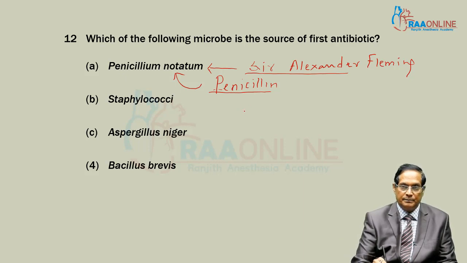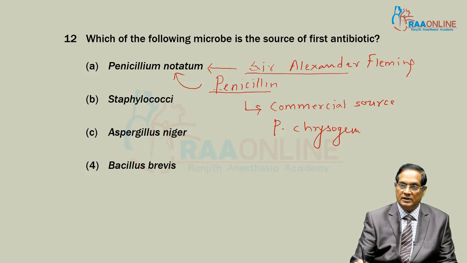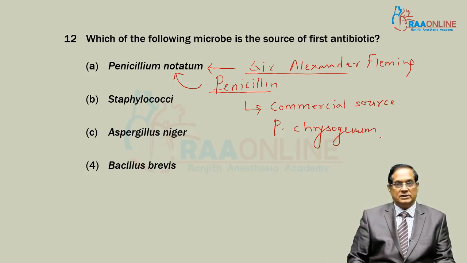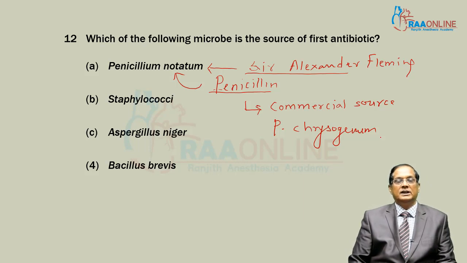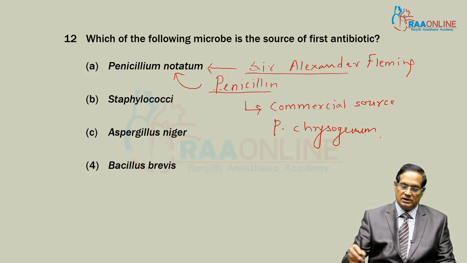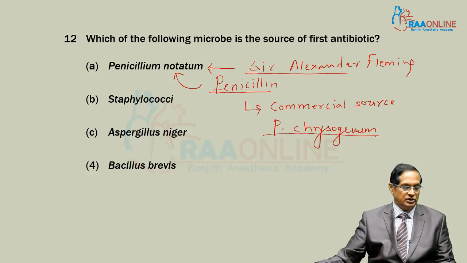But the commercial source of penicillin. One more information I want to share with you. That is, commercial source of penicillin is different. That is Penicillium chrysogenum. So question is asked in two ways. If in the name of Alexander Fleming, then Alexander Fleming discovered penicillin from Penicillium notatum. But if commercial source of penicillin is asked, in that case, answer is Penicillium chrysogenum.